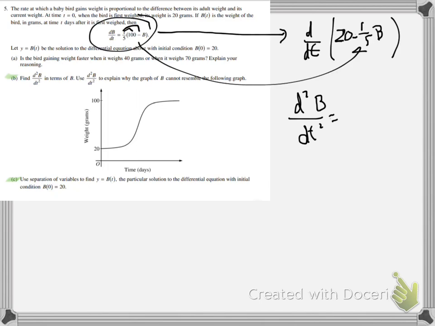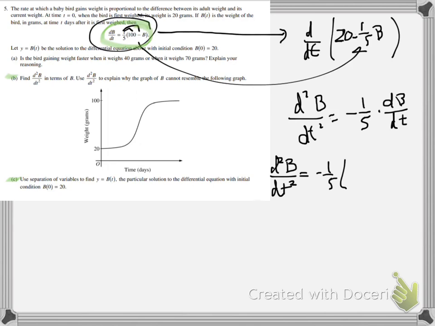And so if I take the derivative of that, what I'm going to get is negative 1/5 multiplied by db dt, because of the chain rule. I'm taking the derivative with respect to t, not b, so I need to keep that in mind. And so the second derivative of b with respect to t is equal to negative 1/5 multiplied by db dt. That's what I already had, right up here.